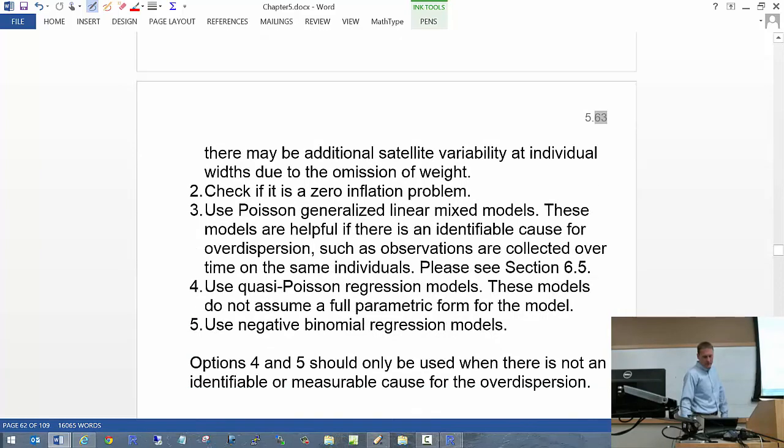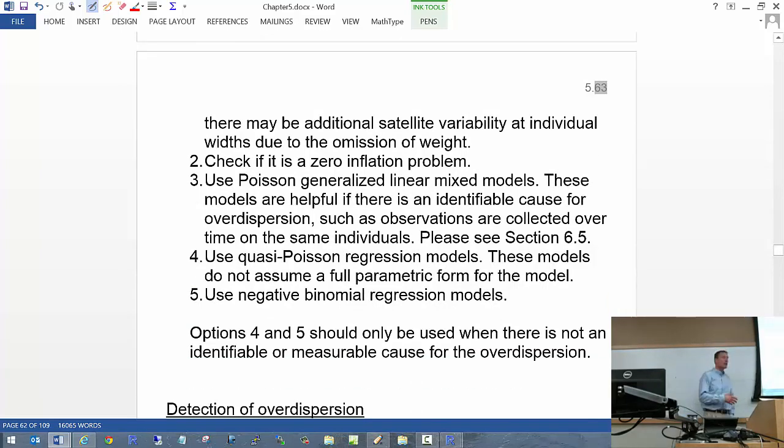Number 2, at the very end of chapter 4, we talked about zero inflated Poisson regression models. Again, there are certain instances with count data where you tend to have more zeros than what you would normally expect if it was truly a Poisson count.